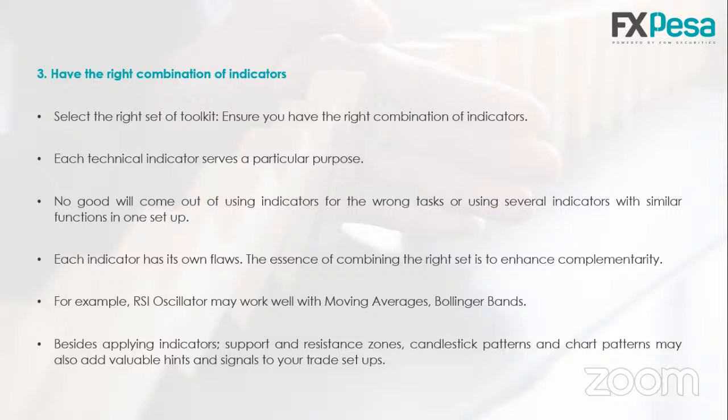So for example, if you take a relative strength index oscillator, you might find that it might work well with Bollinger Bands or even moving averages. So here you'd combine a trend indicator with an oscillator because they function differently.